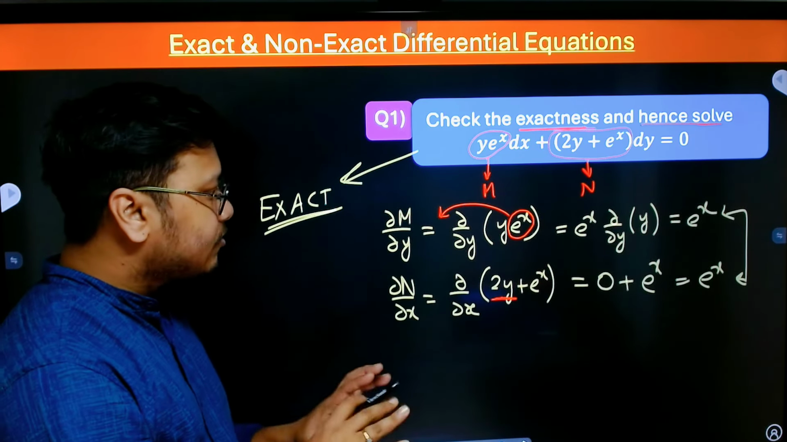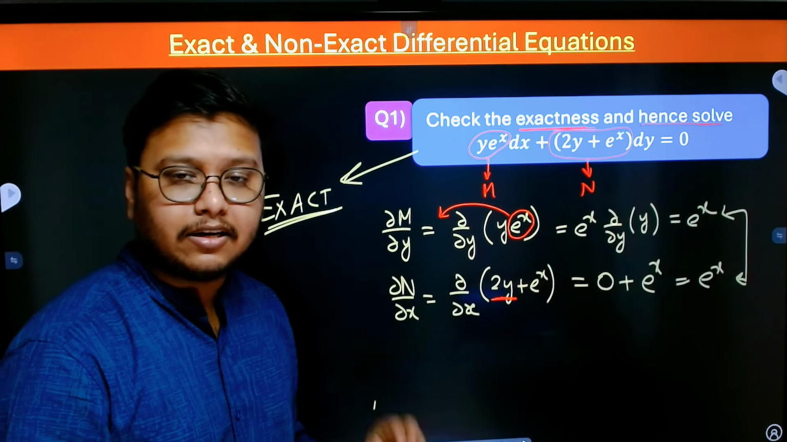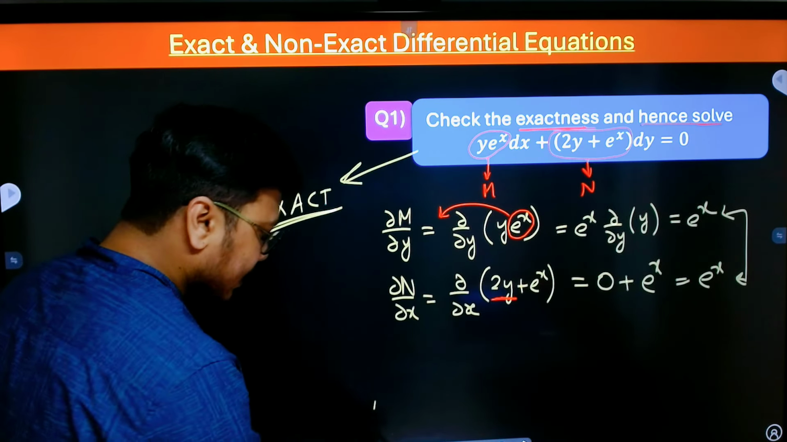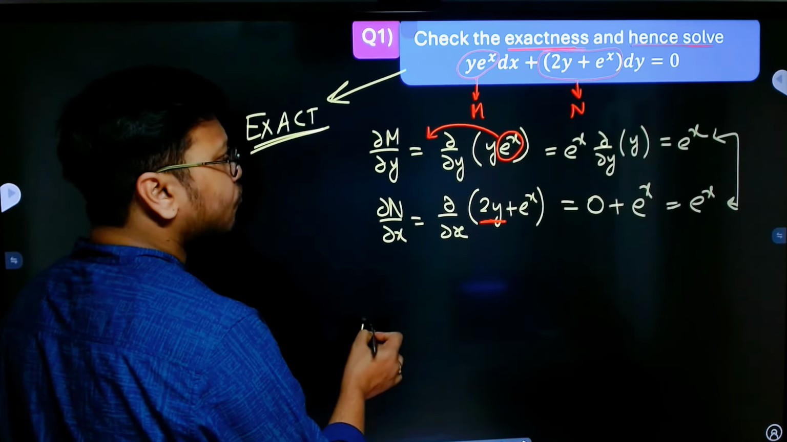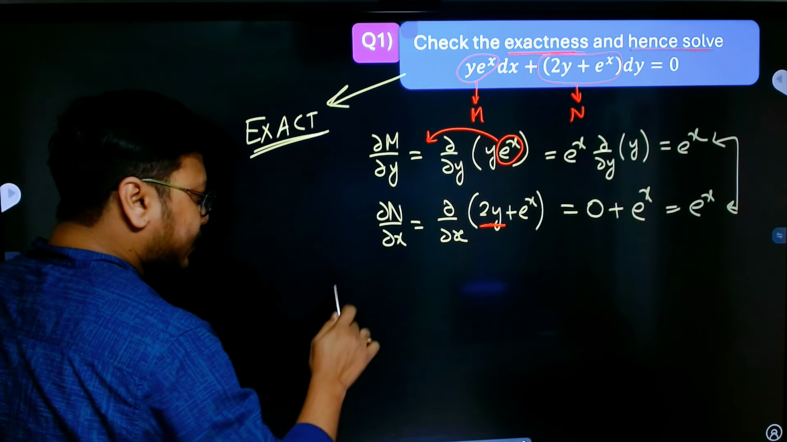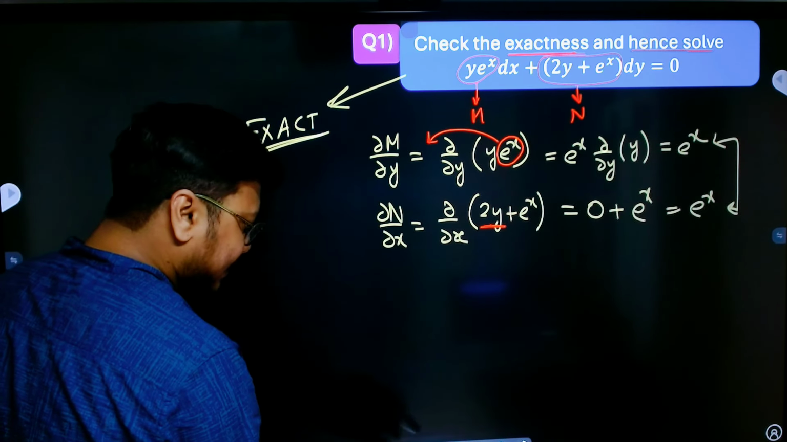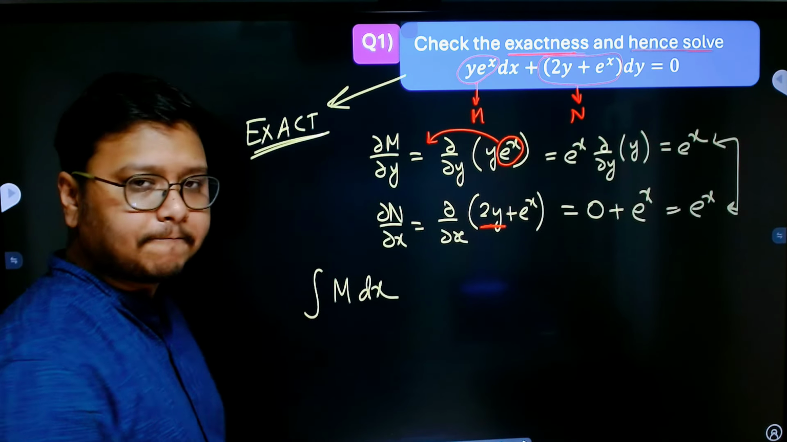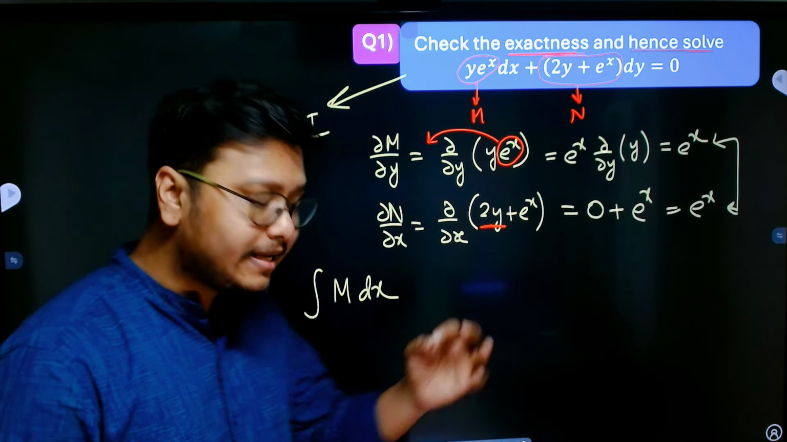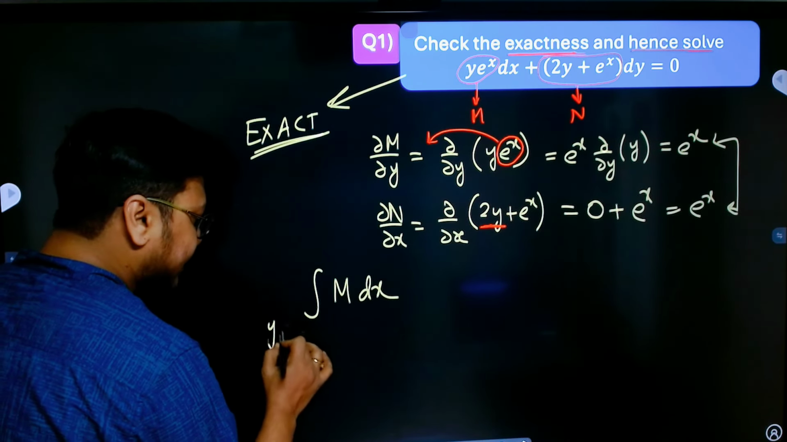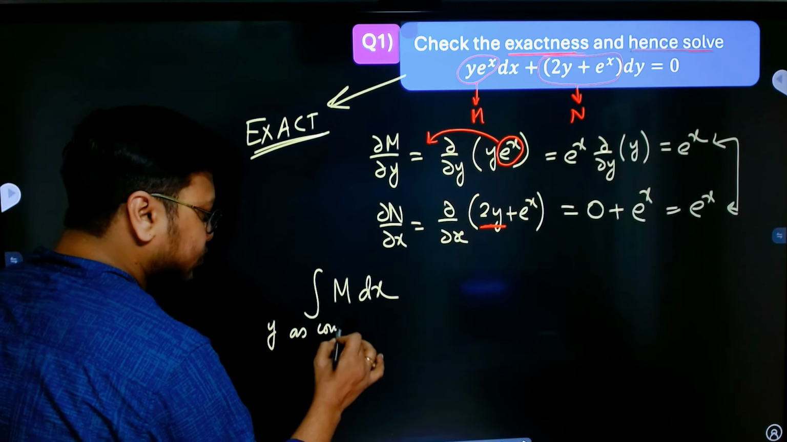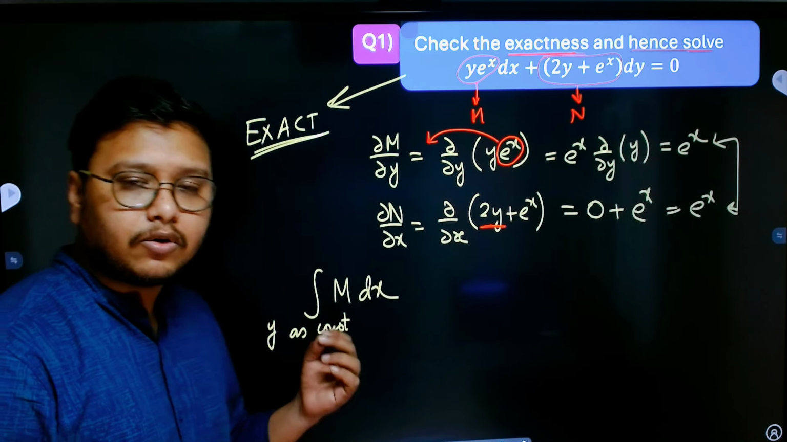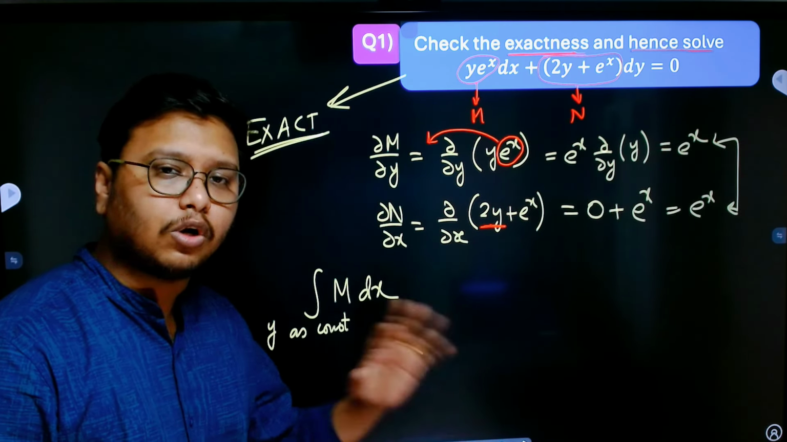Okay, so once we have understood that this is exact, now the process for solving is quite easy. What we'll be doing is we need to directly integrate the M function with respect to x. Okay, but remember, here in this integration we will be treating y as constant. In this integration any y term has to be treated like a constant.